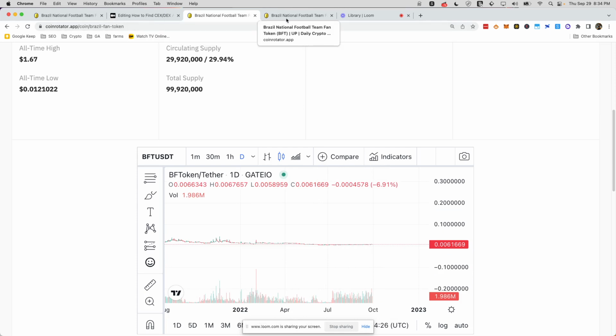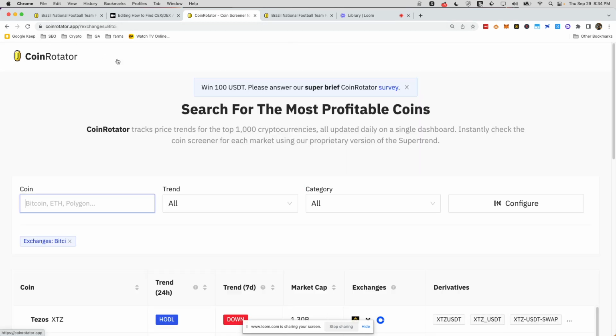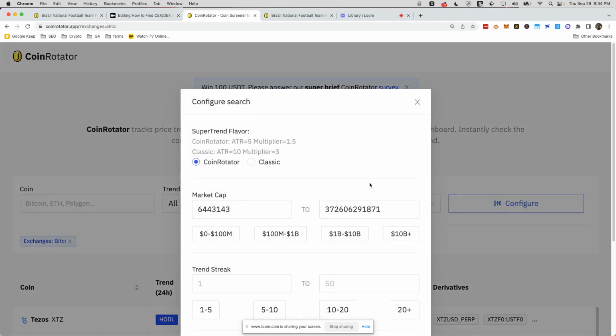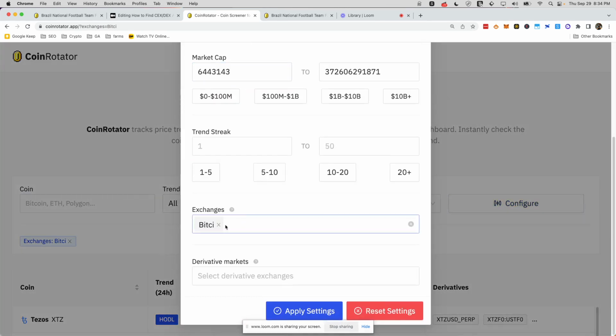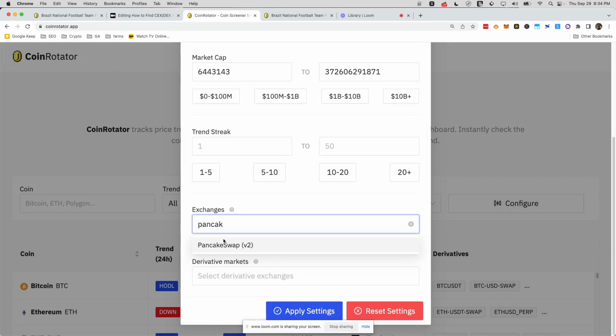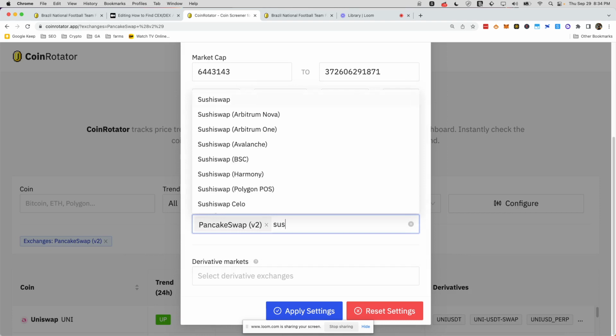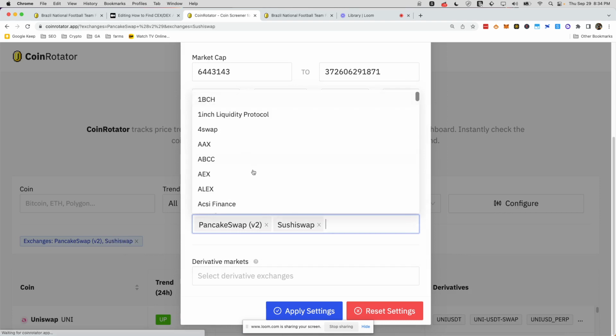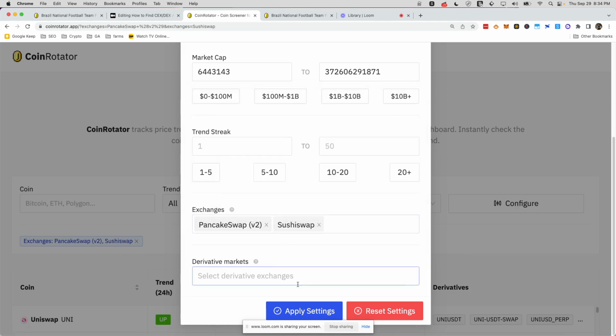Some of the other features that you can see with the new exchange, and as you can see, decentralized exchanges like PancakeSwap and SushiSwap, which is pretty cool. I don't know any other screener that allows you to screen for coins like this and tell you the strength of the trend.